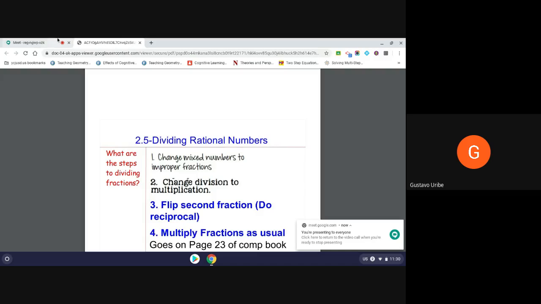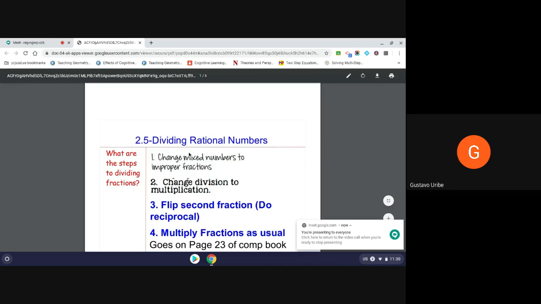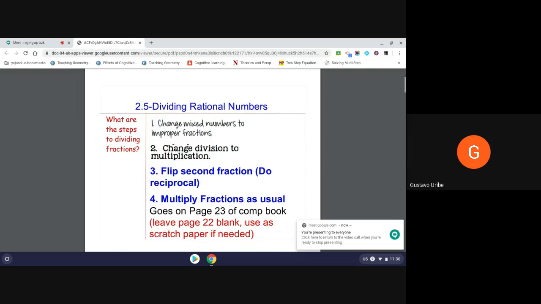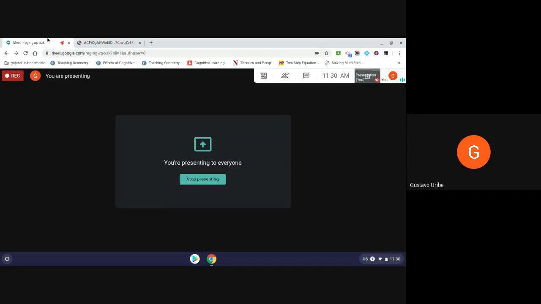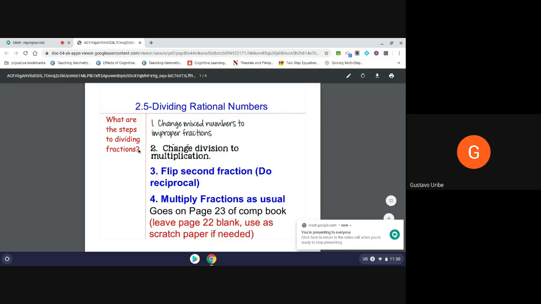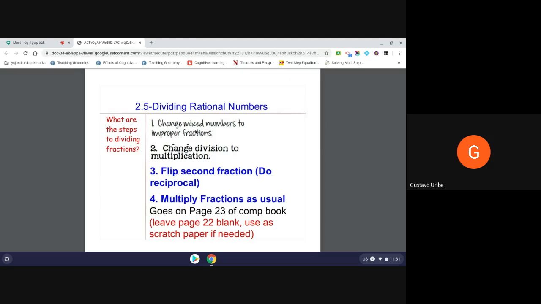Today we're going to go over dividing rational numbers. So our first step or question on the left-hand column is what are the steps to dividing fractions? Well, if we see any mixed numbers, I'm going to suggest that we switch them to improper fractions first. Even though it's not necessary, I think it is helpful.